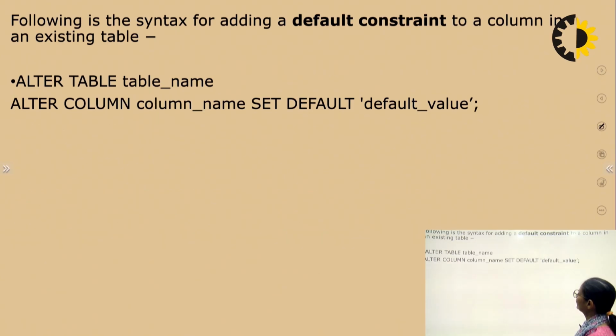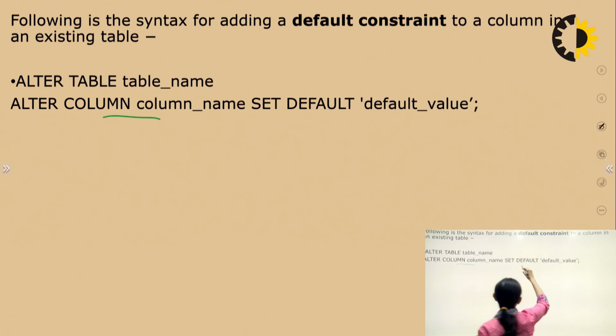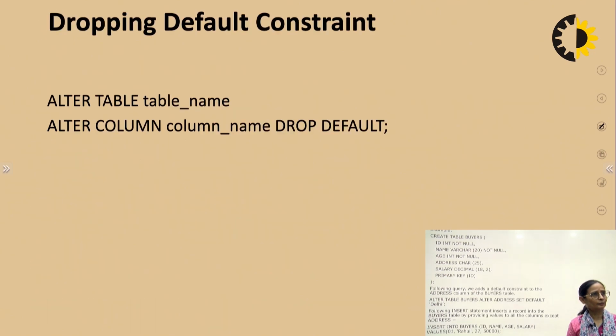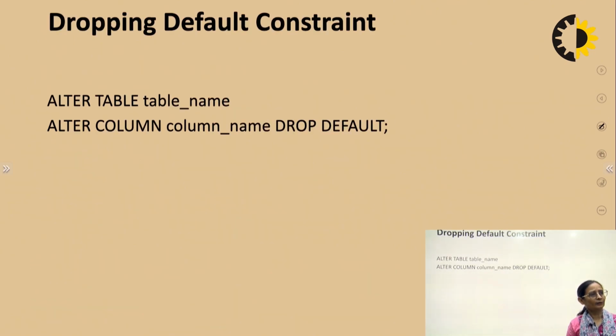Default constraint during the alter table time: ALTER TABLE, then ALTER COLUMN, column name, SET DEFAULT value. The same way it works. How will I drop it? ALTER TABLE, then ALTER COLUMN, column name, and DROP DEFAULT. Whichever constraint I want to drop.